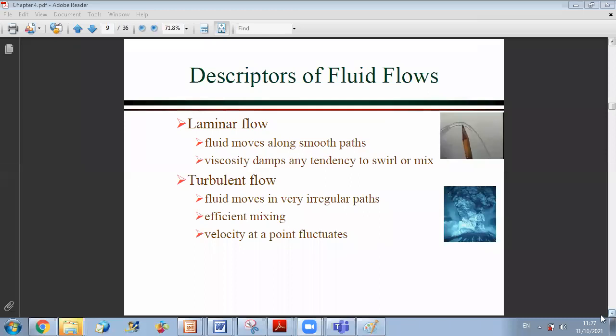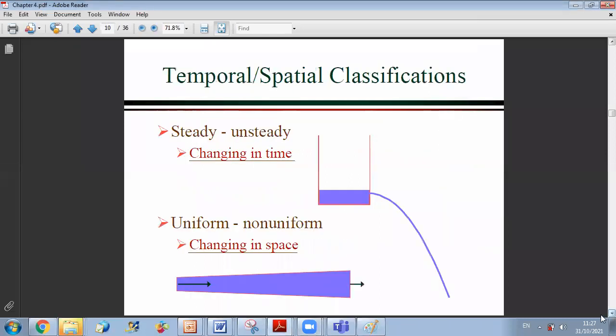Another categorization of flow is the temporal and spatial classification, which we mentioned already before. We can divide flows into steady and unsteady. Whenever we talk about steady or unsteady, we are characterizing flow with respect to time, whether it's changing or not. To say steady means that if I observe velocity at any point in my domain, the velocity is not changing at this point. It can change from point to point.